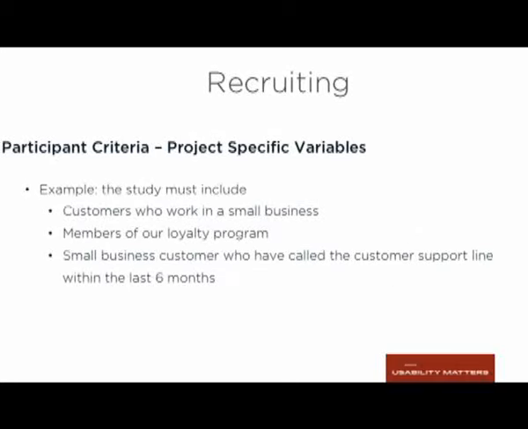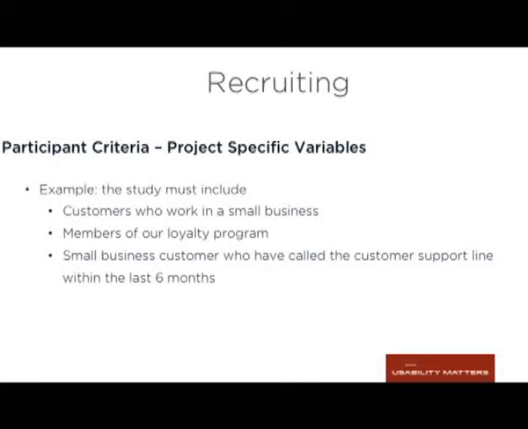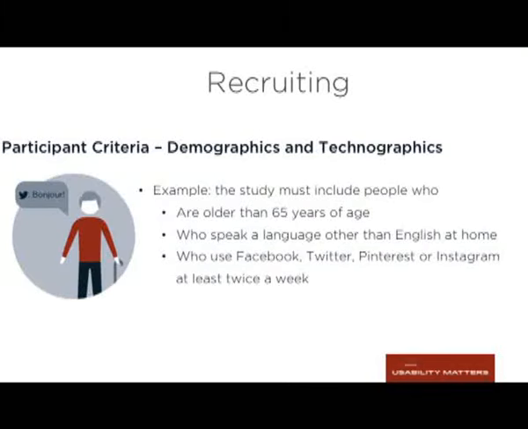The trickiest criteria are often the ones that are unique to your target audience. Often these criteria are boxed with minimum and maximum numbers of participants to ensure that you get just the right balance of users. Sometimes criteria are easy to fulfill, like the first 2 bullet points here. Sometimes, like the last bullet point, the criteria can be highly specific. Recruit small business customers who have called the customer support line within the last 6 months was an example of some recent research that Terry and I did.